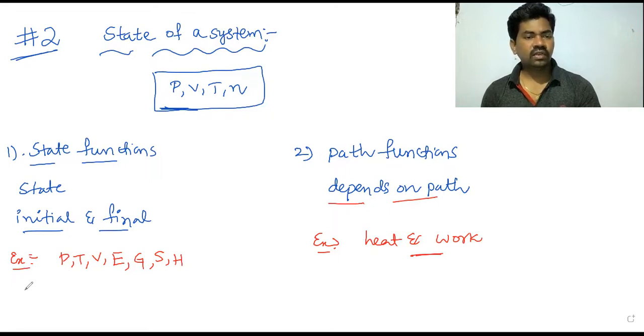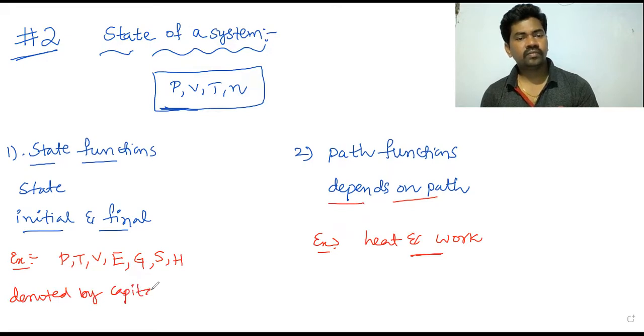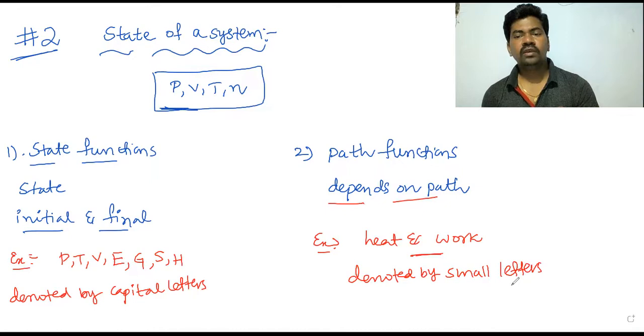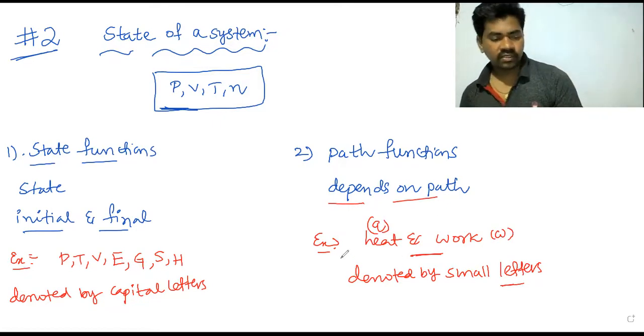So in general, state functions are always denoted by capital letters. Then path functions are denoted by small letters. That is why I mentioned all of them in capital letters. Here heat Q and work, small w, we can mention. So these are called state functions and path functions.